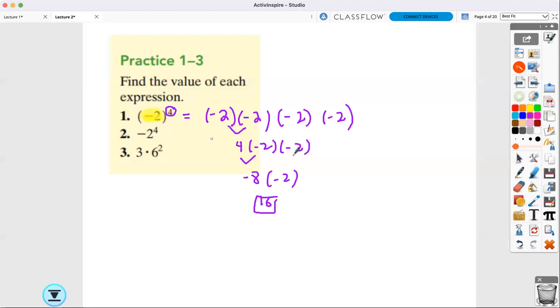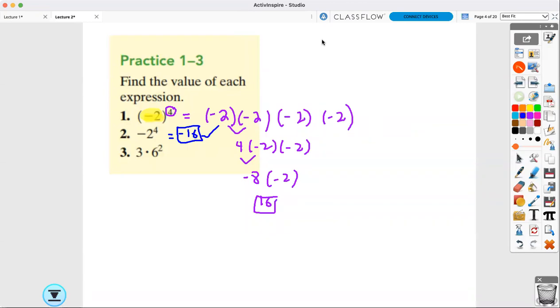What about number 2, class? Anyone want to share what they got for number 2? Got a lot of -16s. -16, guys, is correct.